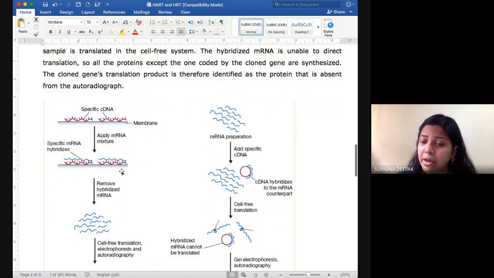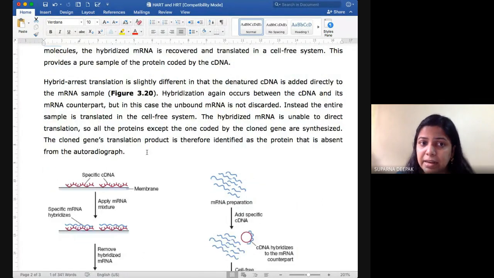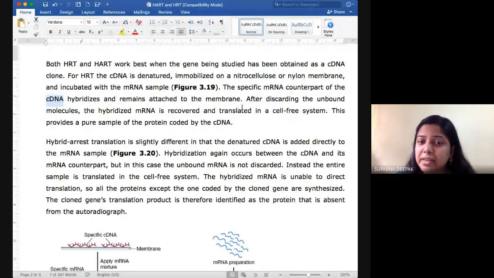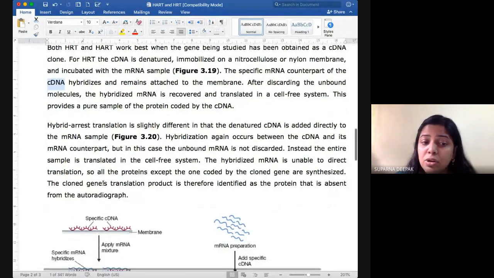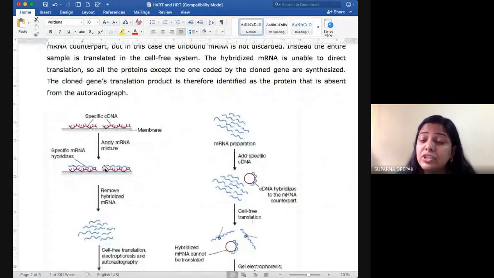bind. Okay, then you give a wash. So whatever the unbound mRNAs are there, they would be washed off. So what will remain is only the mRNA hybridized with your cDNA. So that remains attached. After discarding the unbound molecules, the hybridized mRNA is recovered. So now this mRNA, which is hybridized with your cDNA, only that is removed.